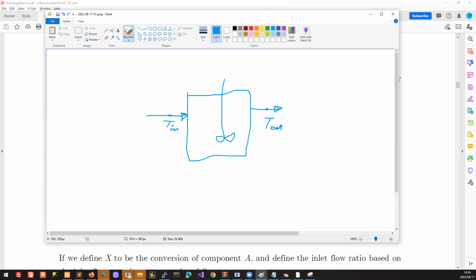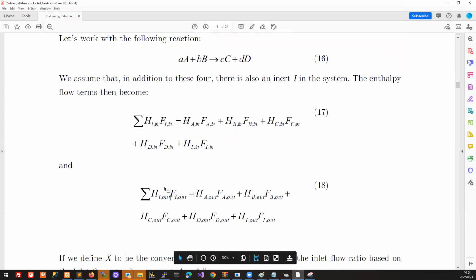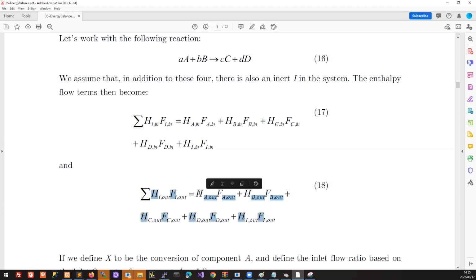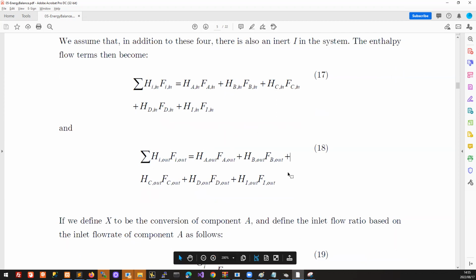So the molar enthalpy is calculated based on the temperatures at those points. So that's why we have the subscript out. It doesn't mean that enthalpy inherently changes just because it's at the exit. It's there because the temperature is different there. So we evaluate the enthalpy of component A at the exit temperature, of component B at the exit temperature. And so that's why we have those subscripts. Okay, any questions or comments on that so far?